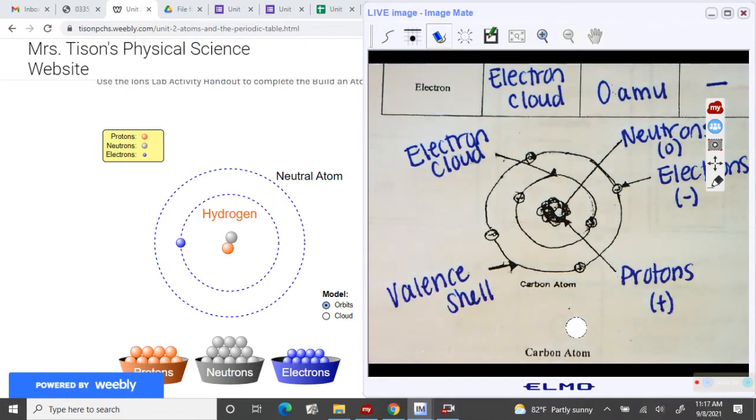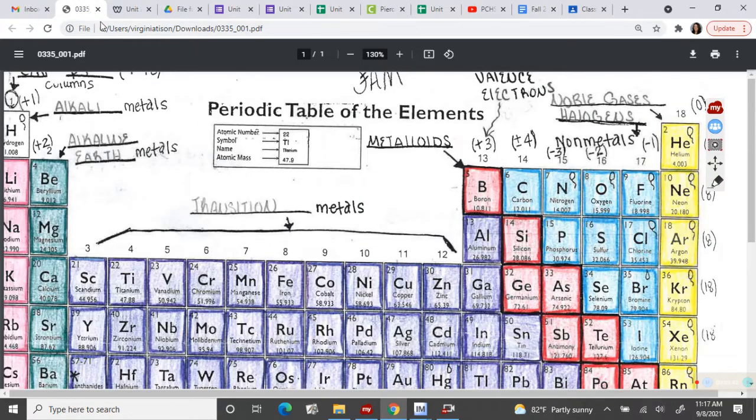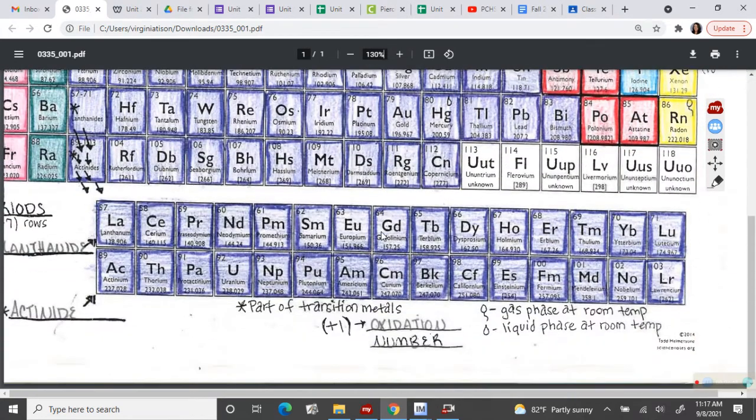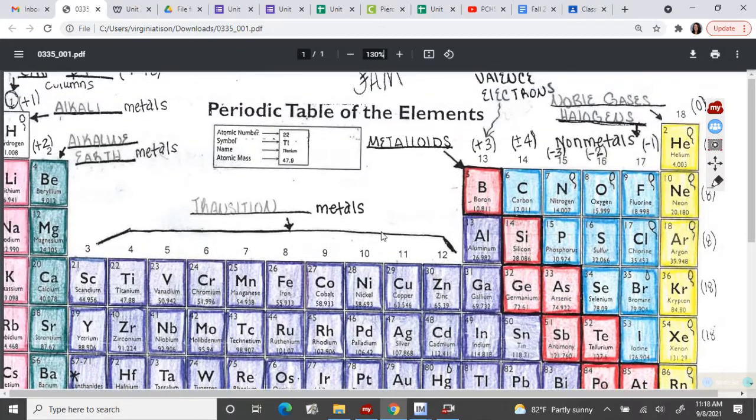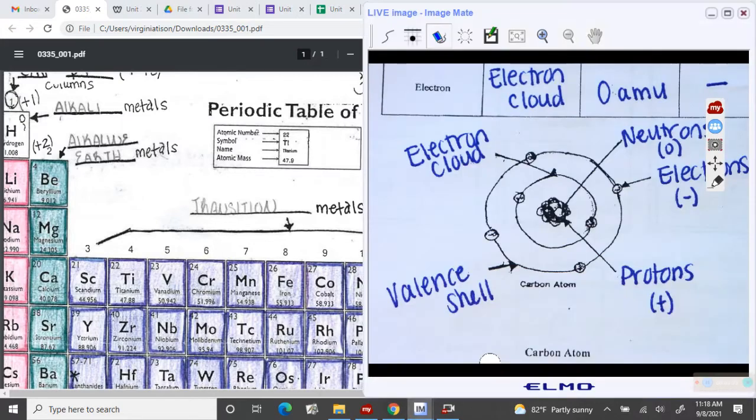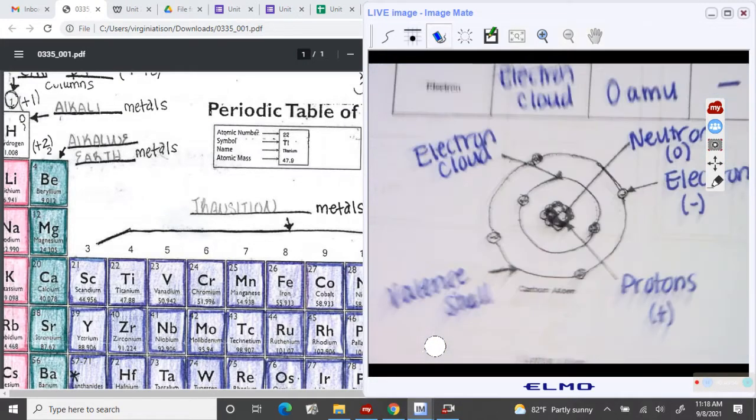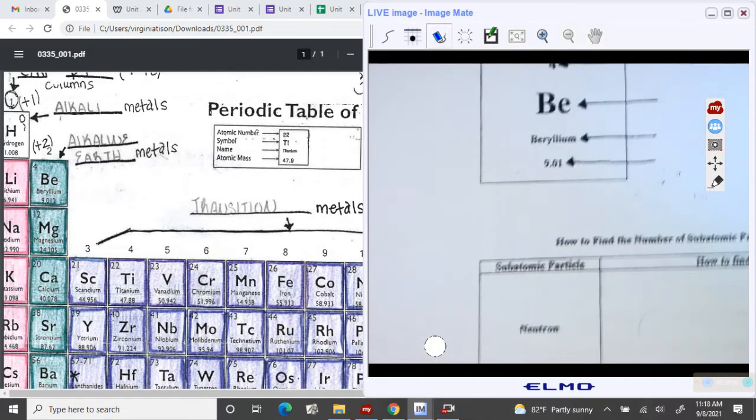All right? Now, if we look at an actual element, we know that the periodic table is made up of several elements. Now, you have a blank one that needs to look exactly like this. Now, the colors don't have to be the same. However, the words and the way that it's colored does need to be the same. But we're going to look at beryllium. On this side of the paper, we've got beryllium.